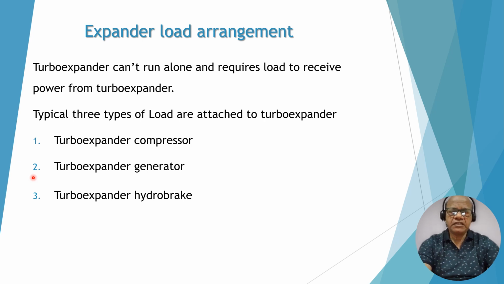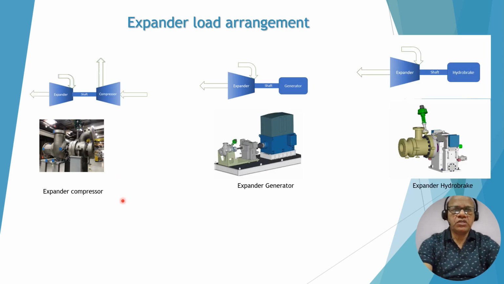Another is the turboexpander generator. In this case, the bearing will be oil lubricated, that is a hydrodynamic bearing. The last one is the turboexpander hydro brake. So all three load arrangements are compressor, generator, and hydro brake. The bearing in all the cases will be oil lubricated, that is a hydrodynamic bearing, but in the first case it can also be a magnetic bearing. So these are the load arrangements.